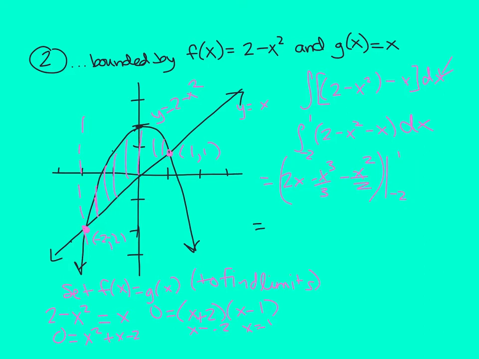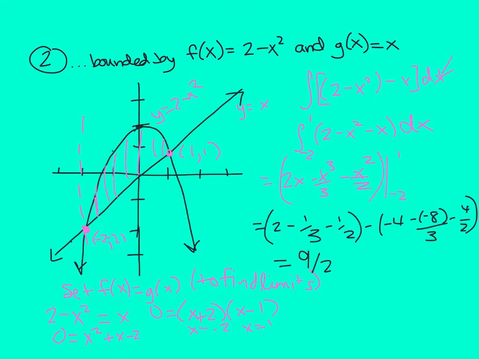So hopefully when you took the integral, you got 2x minus x cubed over 3 minus x squared over 2. If you combine everything, I'm not going to show all the steps, but I'll show you some of them. You end up getting this right here. You end up getting negative 4, minus negative 8 over 3, and minus 4 over 2 here. So if you combine everything together, you should hopefully get 9 over 2, or 4.5.